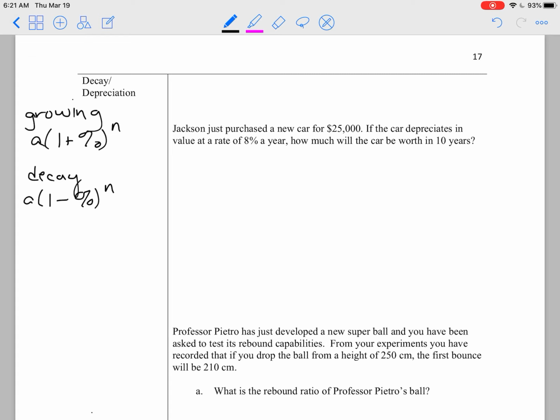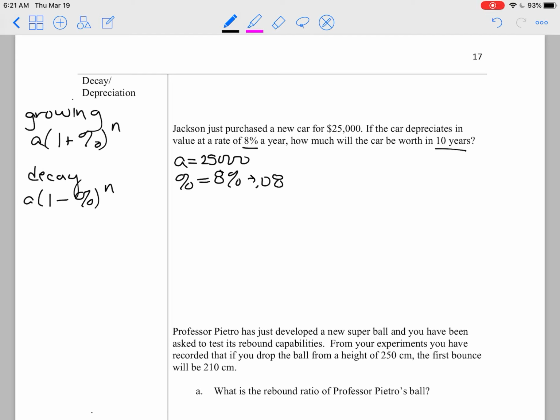amount of time. So Jackson just purchased a new car for $25,000. If the car depreciates in value at a rate of 8% a year, how much will the car be worth in 10 years? So starting with A, my A is 25,000. My percent is 8%, but I got to change that to a decimal, and that would be 0.08.